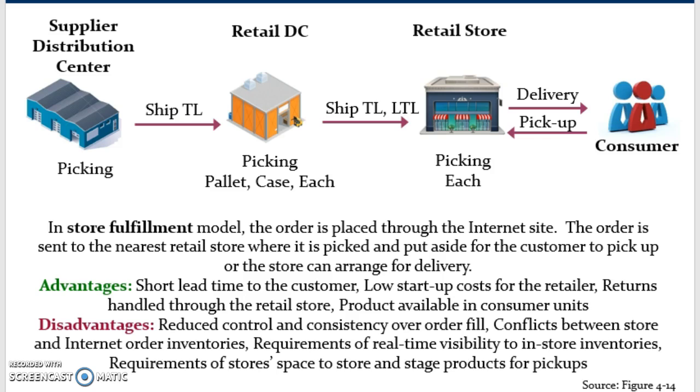Store fulfillment. For a retailer that has both a storefront as well as an internet presence, store fulfillment can offer several opportunities. In this model, the order is placed through the internet site. The order is sent to the nearest retail store, where it is picked and put aside for the customer to pick up, or the store can arrange for delivery. This works well for large electronic appliances such as plasma screen televisions and is used by firms such as Best Buy.